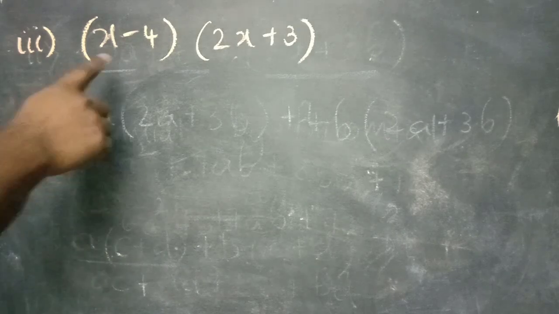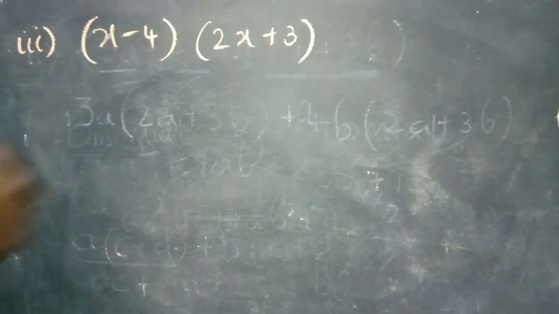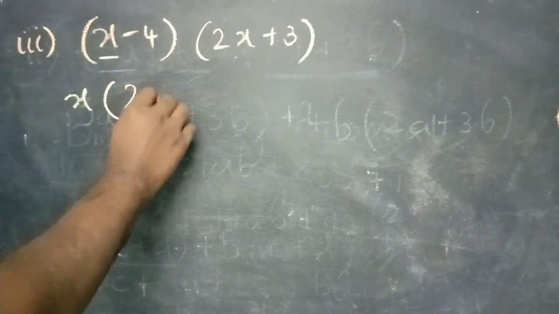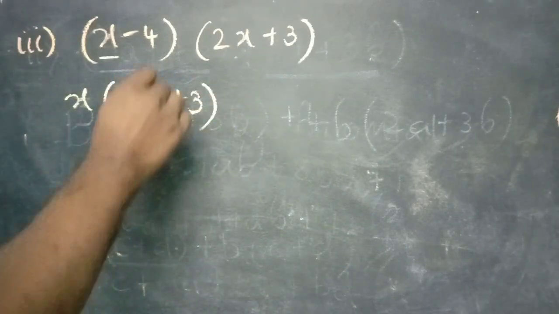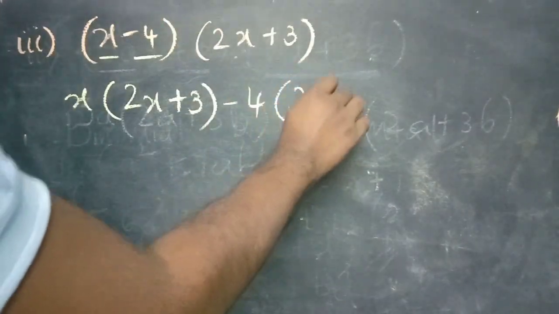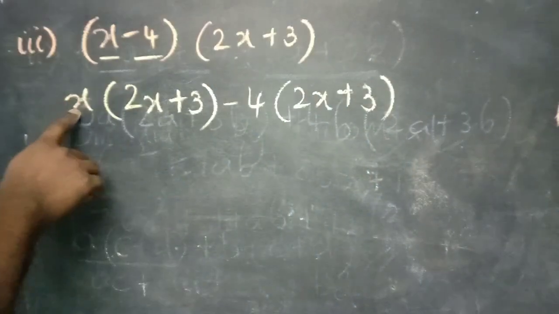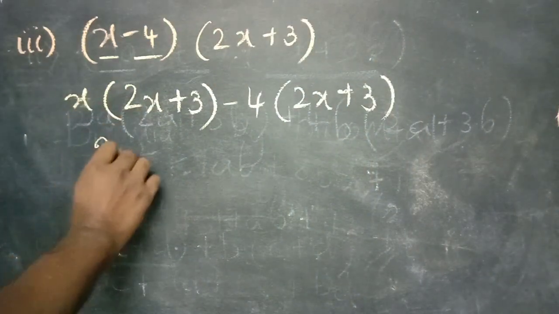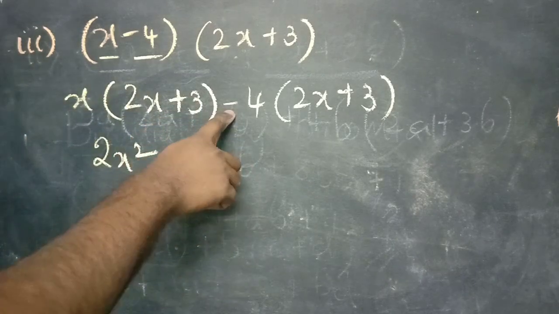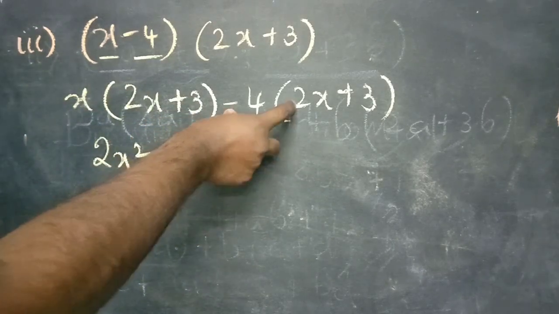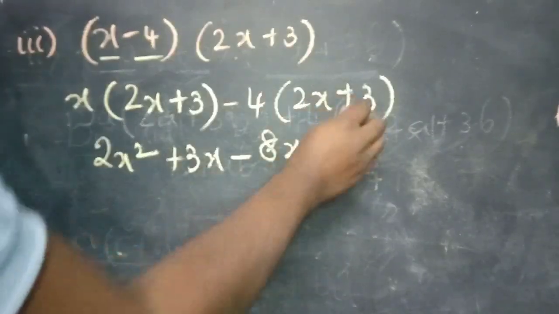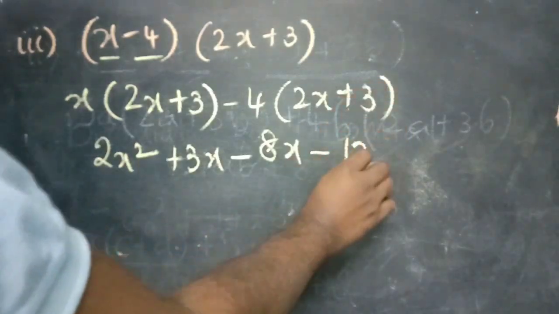Example 3. Multiply x minus 4 into 2x plus 3. Now take the first term and multiply with the second binomial, that is 2x plus 3. Now take the second term of the first binomial, that is minus 4 times 2x plus 3. Now x into 2x is 2x square. Now x into 3 is 3x. Now there is a negative sign. Plus into minus, minus 4 2s are 8x. Minus into plus is minus, 4 3s are 12.